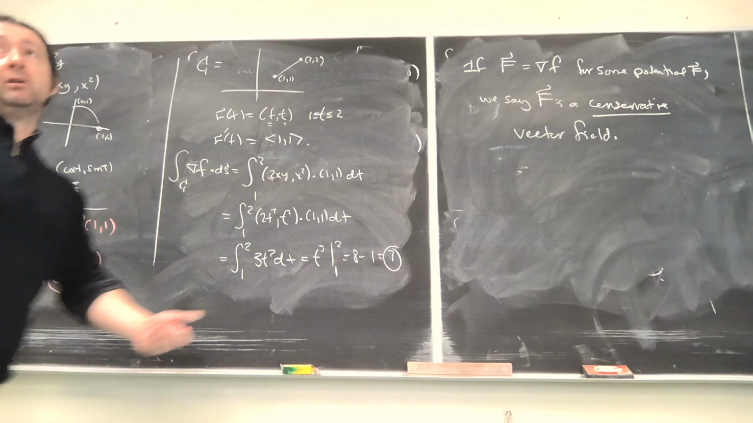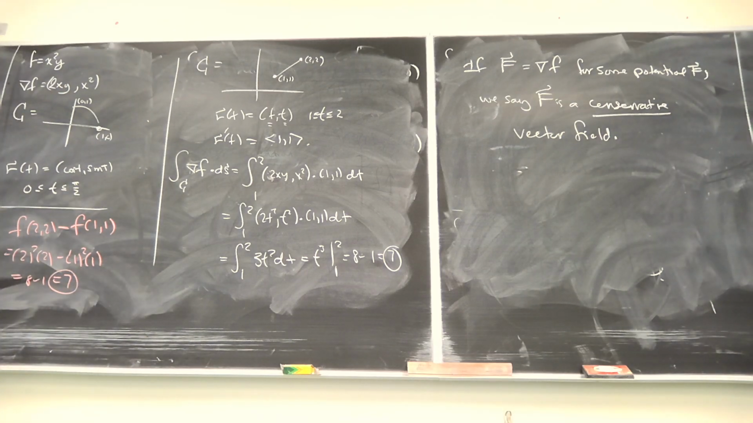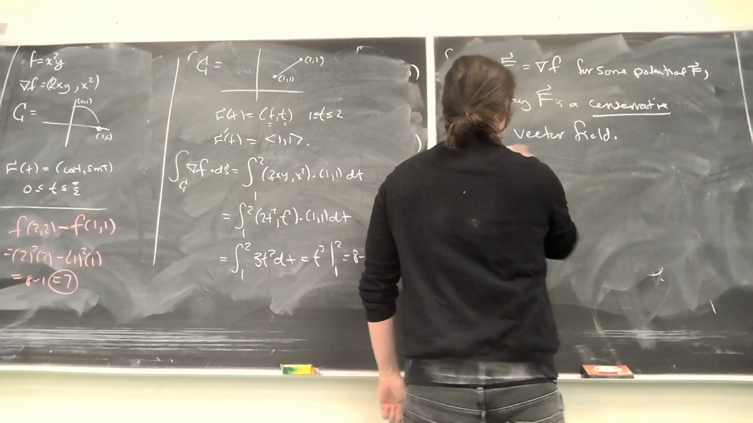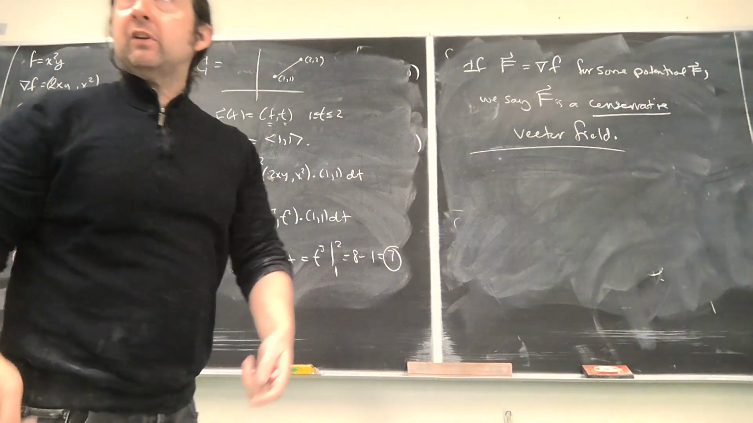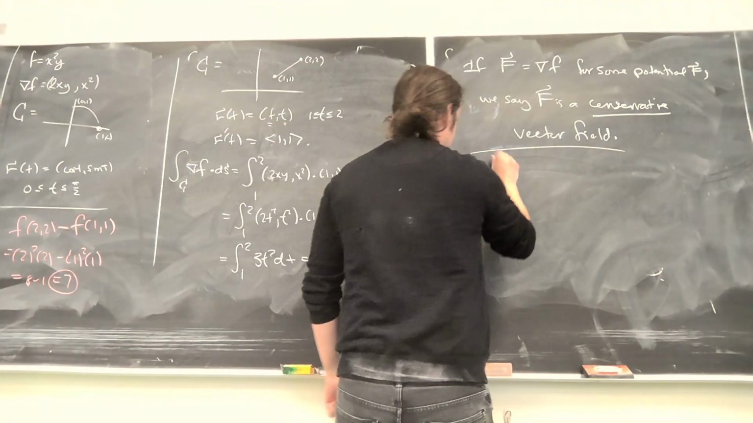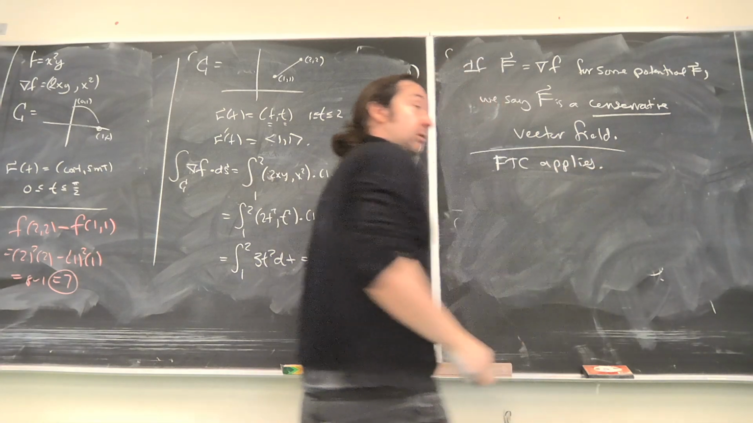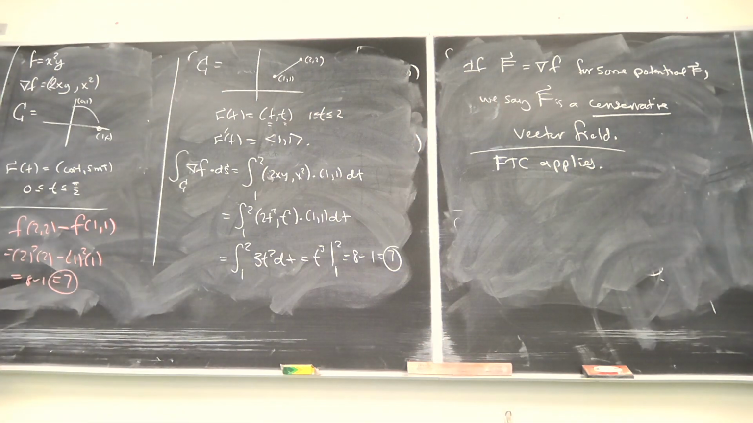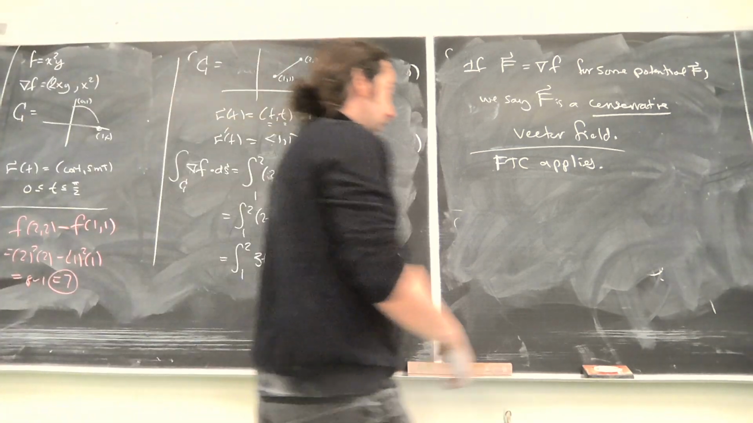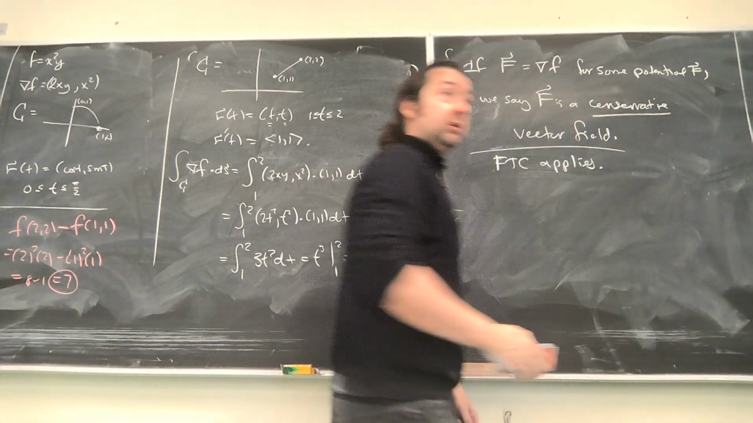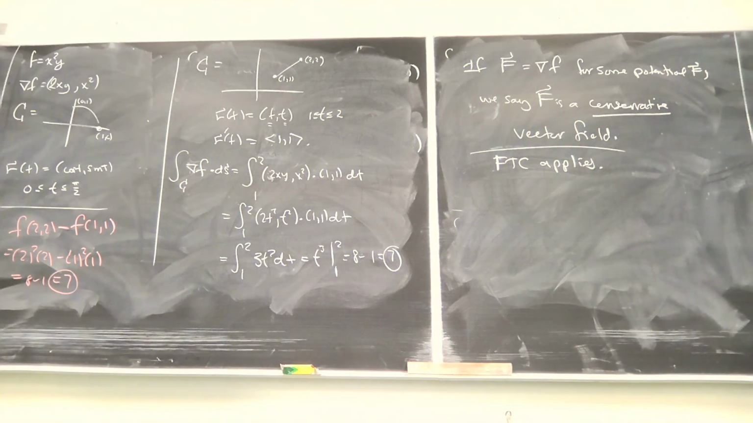Conservative vector fields typically arise in the study of electromagnetism and gravity, for example. So if I do have a conservative vector field, then the fundamental theorem of calculus applies. So it would be great if I could always do this. In practice, in many cases, you might be given a vector field and you don't actually know if it's a conservative vector field or not.